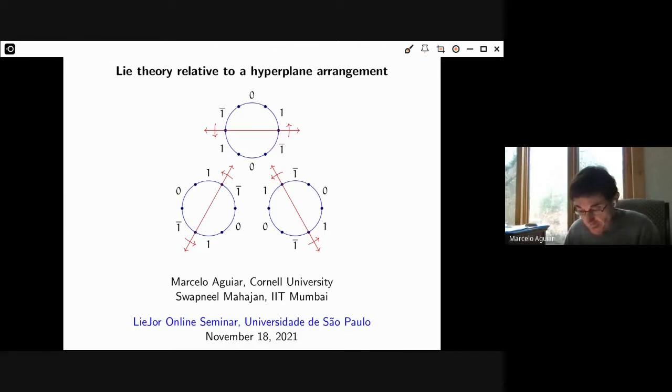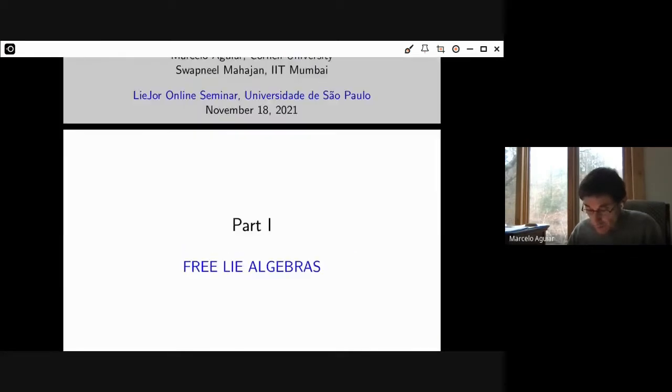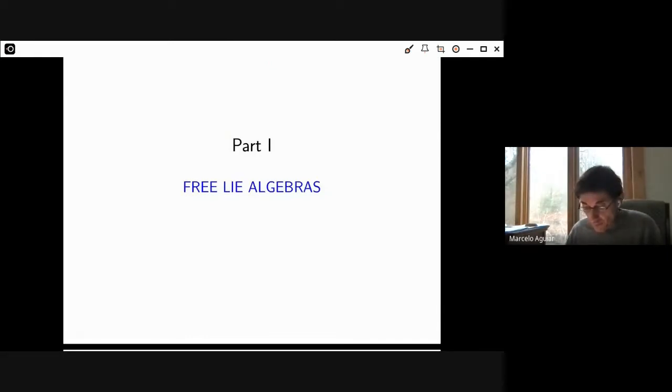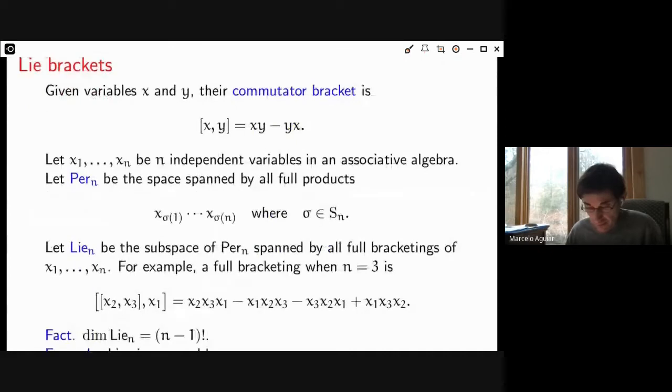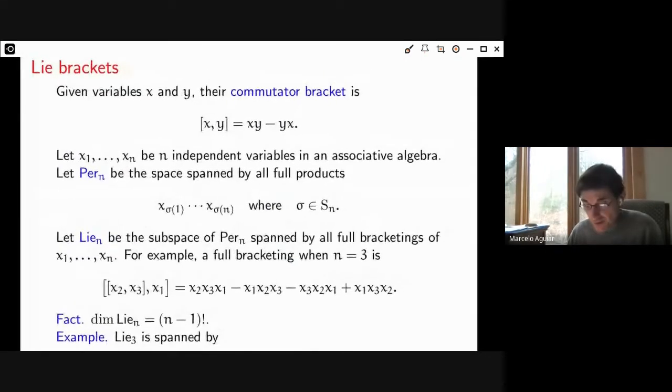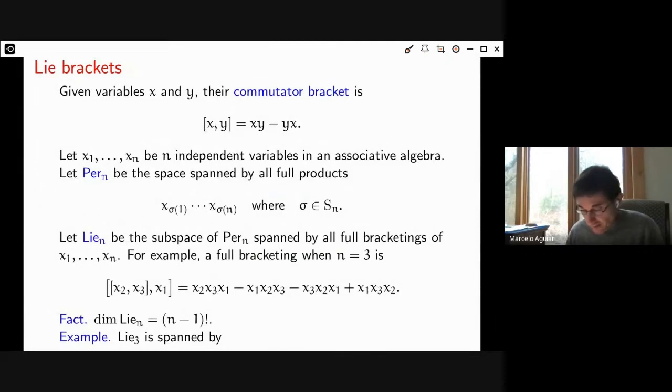So this talk will be mainly about algebraic and mainly combinatorial aspects of free Lie algebras. It is from work in collaboration with Swapneel Mahajan, who's been a long co-author of mine and who is in Mumbai. I'm going to spend a few minutes reviewing basic background on free Lie algebras that may not be necessary for the audience of this particular seminar, but to an extent is background that we need for the rest of the talk.